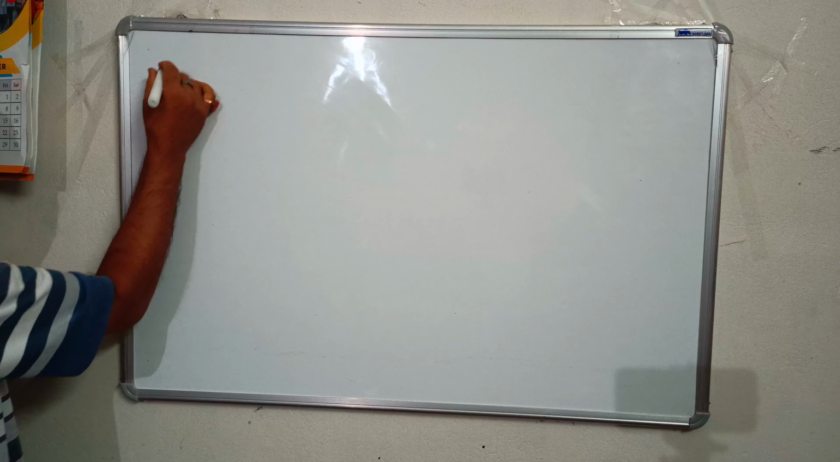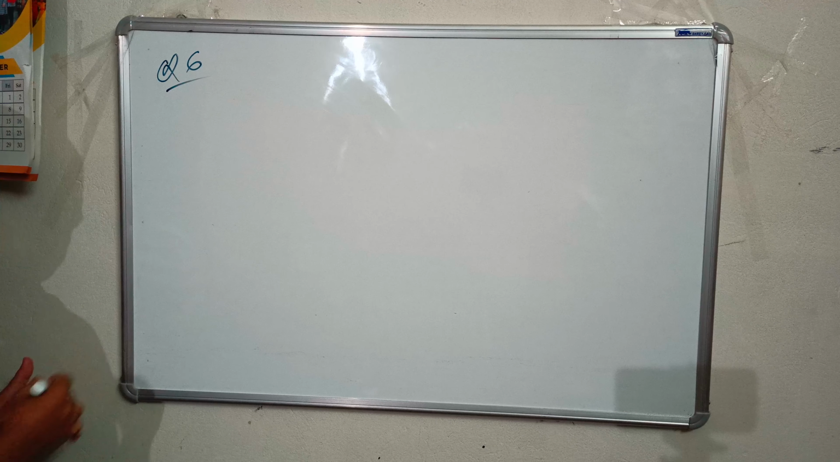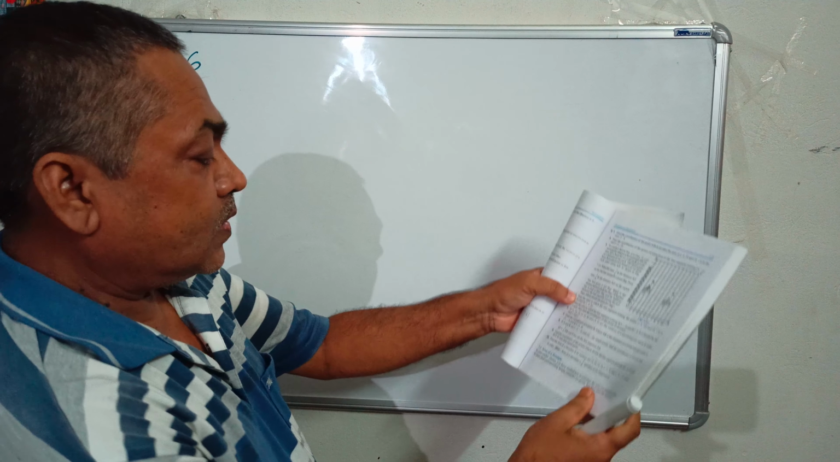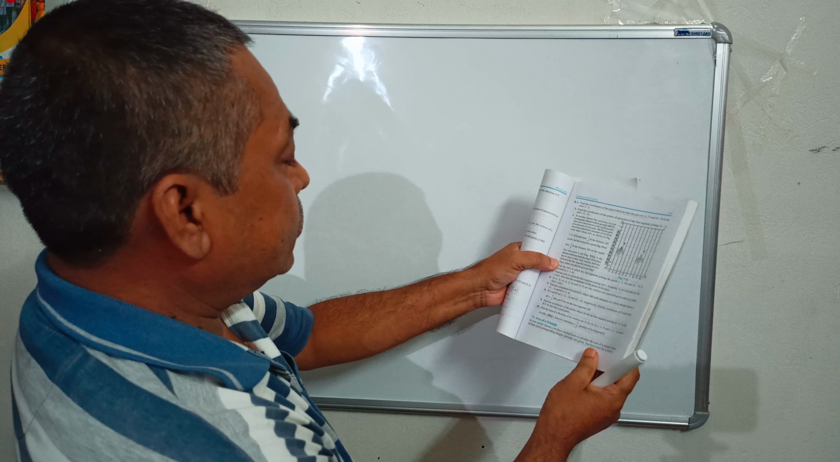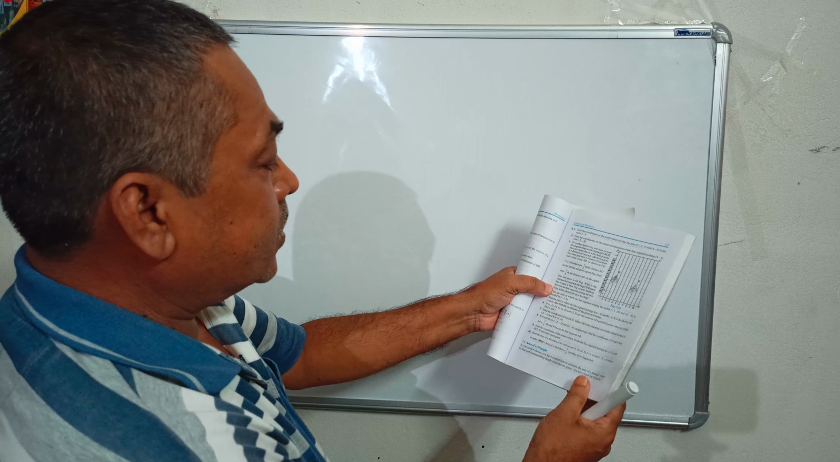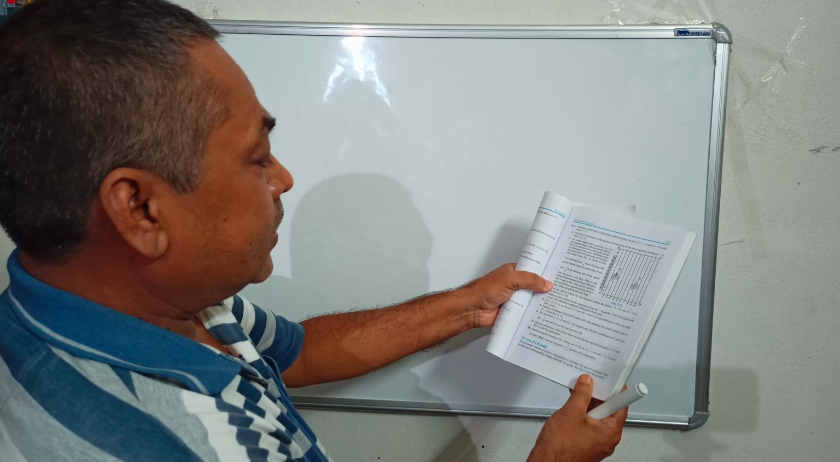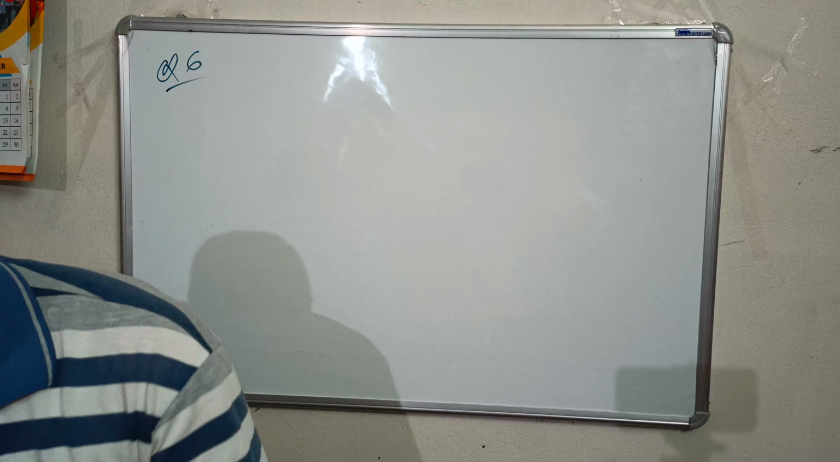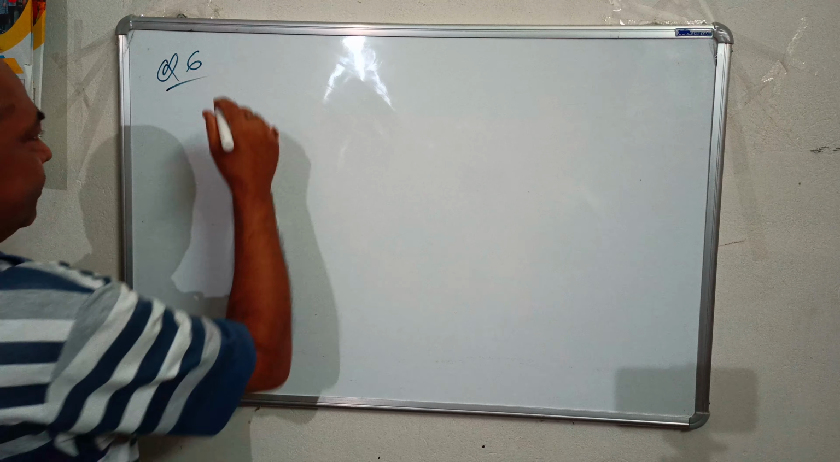Okay, now see question number 6. Question number 6 says, if (1, 2), (4, y), (x, 6) and (3, 5) are the vertices of a parallelogram taken in order, find x and y. Okay, so let me first name it.